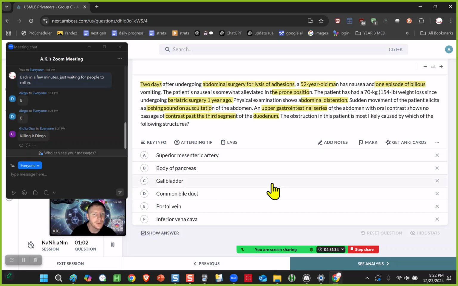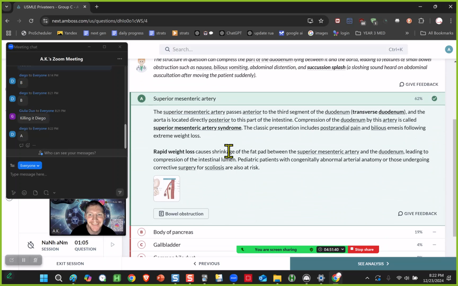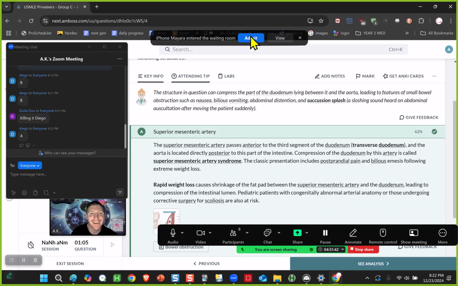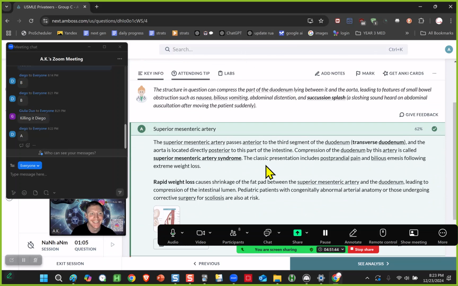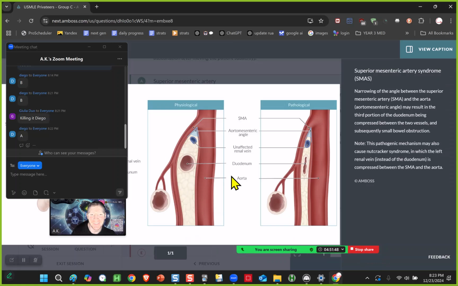Okay, so this is a 52-year-old. A, Diego. All right, let's try Diego's. Diego's participating enough that I'm gonna shoot. All right, superior mesenteric artery, absolutely, Diego. Nice. Yeah, he's killing it right now. Let's look at what Diego was thinking here.